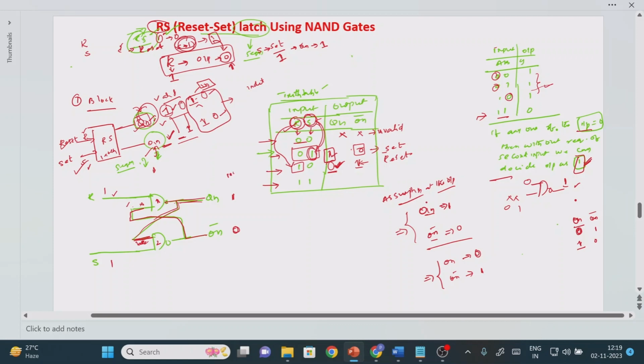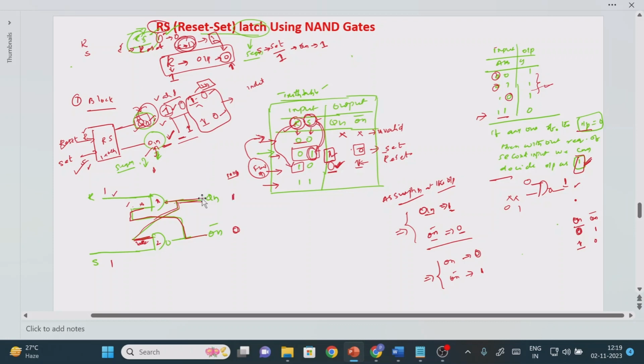This is nothing but the initial output value. We need to find out the final output value. After deciding the final output value, we need to mention it in the truth table. Now see that here we again have the condition. So what is the assumption value? 1, right? What is the assumption value? 0, right?